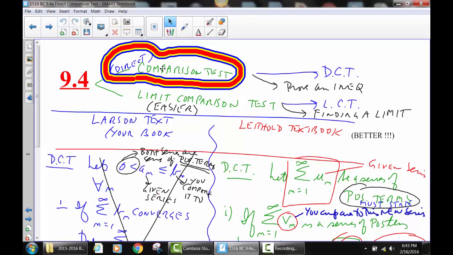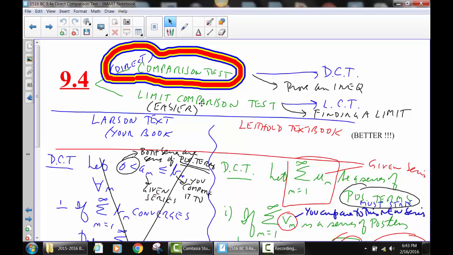So 9.4 has both the direct comparison test, which they call the comparison test, and the limit comparison test. The direct comparison test is a little bit more difficult because you have to prove an inequality as part of the process. Limit comparison test, instead of proving an inequality, you have to find a limit, which is easier. They'll tell you which test sometimes to use, otherwise it'll be up to you.